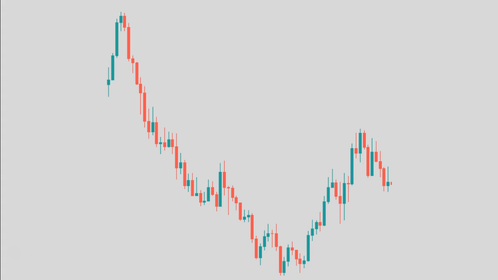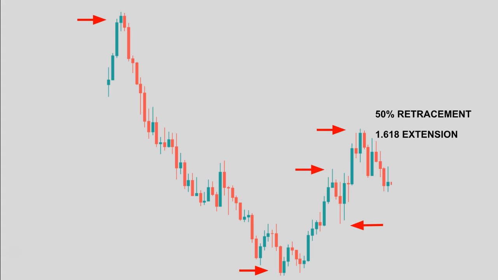For example, this area here is the 50% retracement from this swing high to this swing low. The same area is also the 1.618 extension from this swing high here to this swing low. There could be multiple other Fibonacci extensions and retracements that align with this zone on different timeframes.